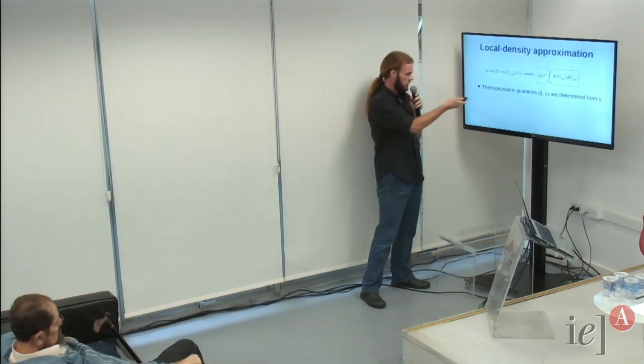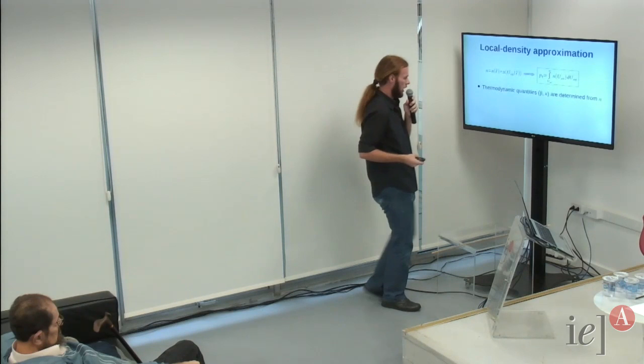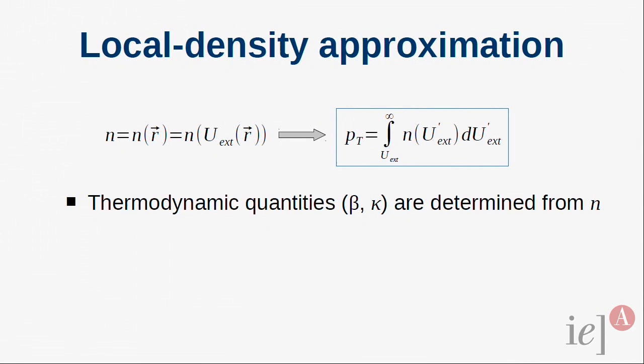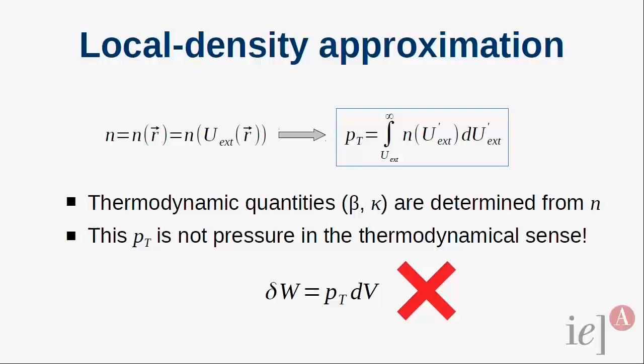And from this approach, we can determine other thermodynamic quantities like the isothermal compressibility and isobaric expansion and such things. They are all determined in terms of density. But the thing is, this total pressure in the system is not the pressure in the thermodynamic sense. That means that we cannot use this total pressure to express the work differential. So this is not valid. We could use this part of the equation locally as some work differential, but this formulation is not valid for the total pressure.